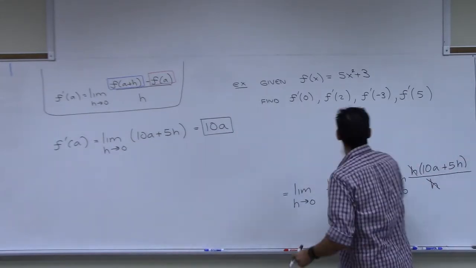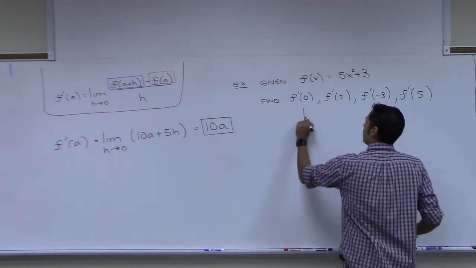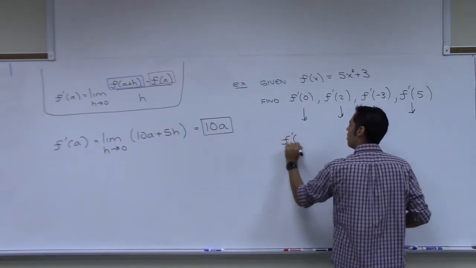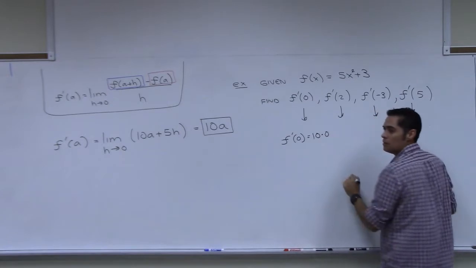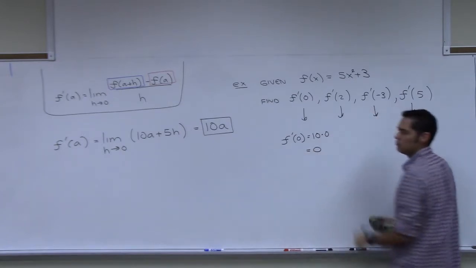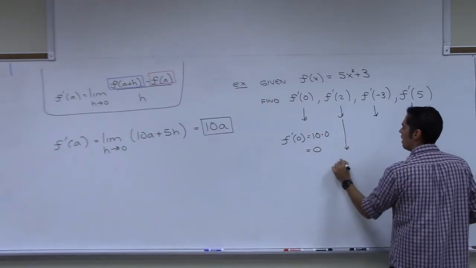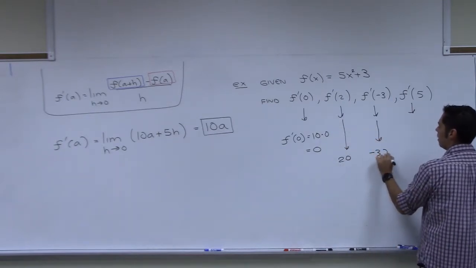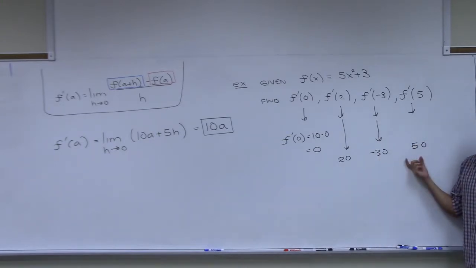Okay, what is the slope of the tangent line for these 5 now? So f prime of 0 is 10 times 0, right? Which is 0. And then what's the slope of this one? 20. This one? Negative 30. And then finally 50, right? The slopes of the tangent lines.